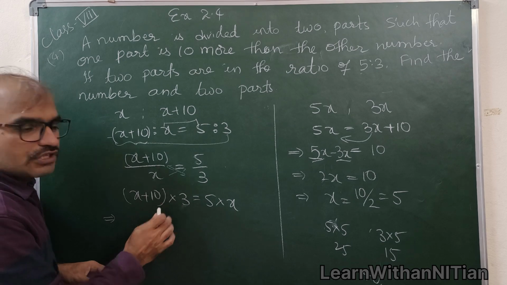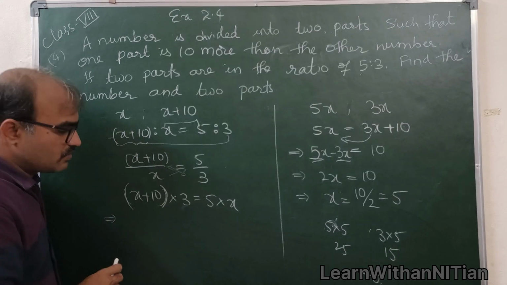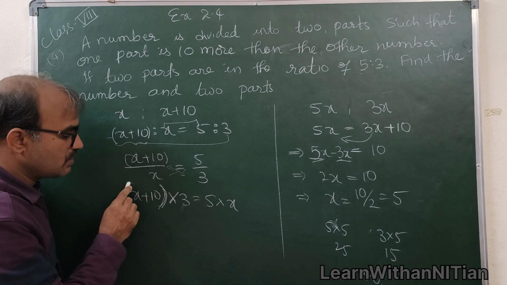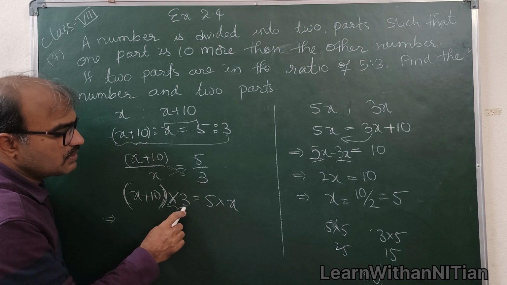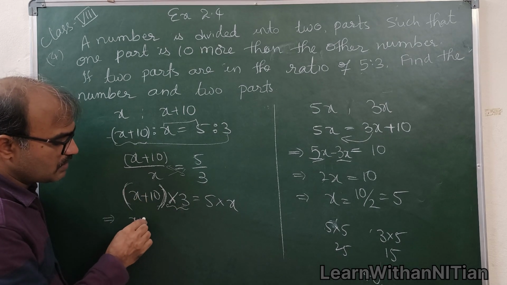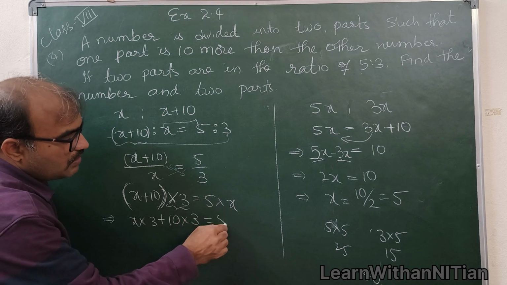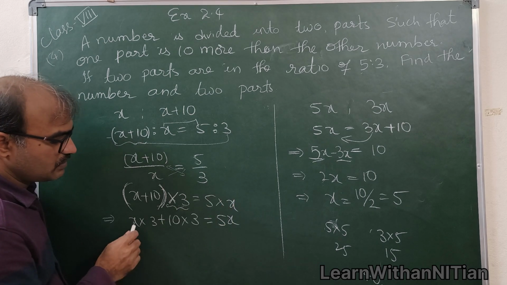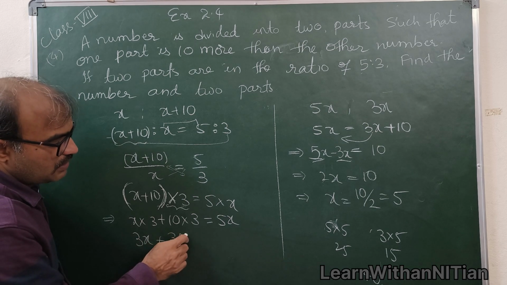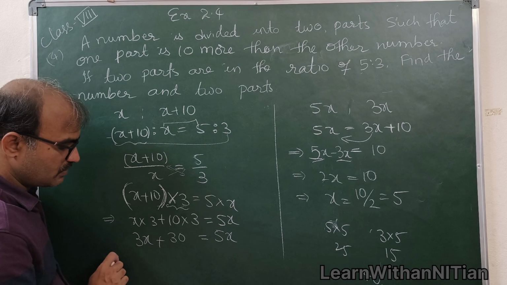Now again we have to apply the distributive property. I am saying again and again, students generally make mistakes here. This 3 is multiplied with the bracket. That is why we have to distribute this 3 to each and every term in the bracket. So it will become x into 3 plus 10 into 3 is equal to 5x. So this is 3x plus 30 is equal to 5x.